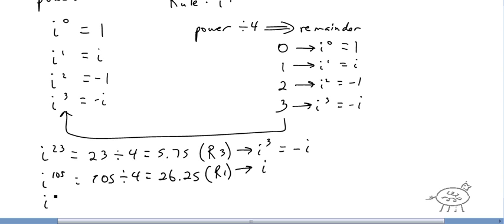Okay, i to the 200th power. Well, that's really nice. I know that one's remainder 0. I mean, I guess I could write it out, but I'll do that. 200 divided by 4 is 50, and it's got a remainder of 0. So that's just i to the 0, which is 1. Okay, so that's how you do all the i's. No matter what the power, you just divide it by 4, and whatever the remainder is, that's your exponent, and then you go from there. Okay, it's pretty mellow.